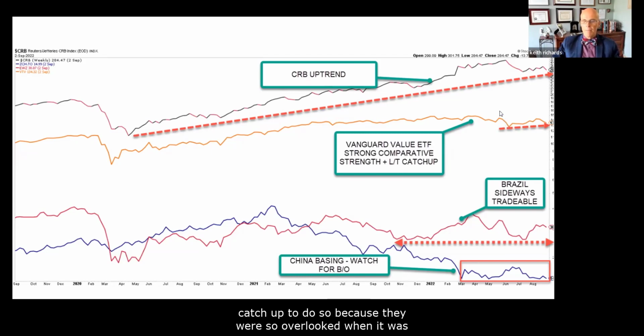Because they were so overlooked when it was all about tech stocks and the FANGs and all that sort of thing, Tesla, whatever. Now we think that there's some catch up to do on the value stocks. So both now and going forward.